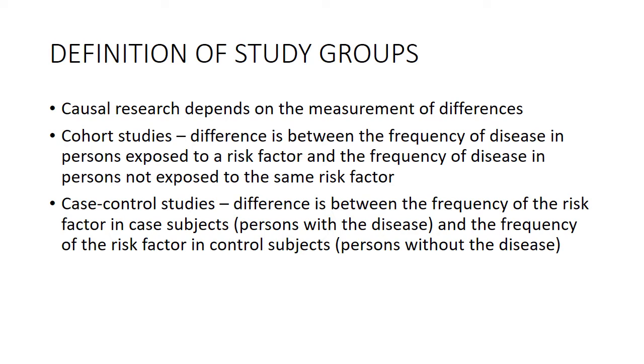When thinking back about the different types of studies you can perform, remember that your causal research is going to be measuring the differences in these outcomes, but it can change based on what type of study you're doing. For instance, with a cohort study, you group people based on their exposure, whether or not they have a risk factor, and then you look forward to determine whether they have the disease or not. So you're measuring the difference in the frequency of disease in those groups of people with or without the risk factor.